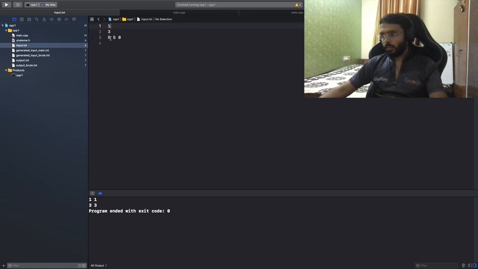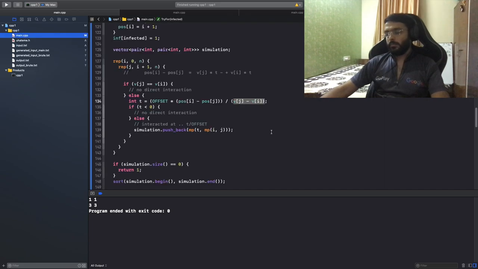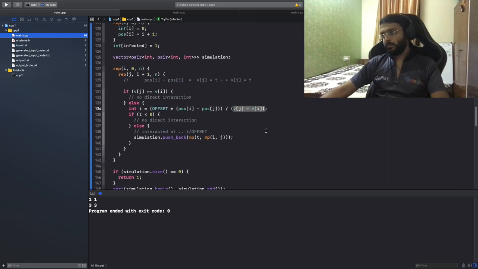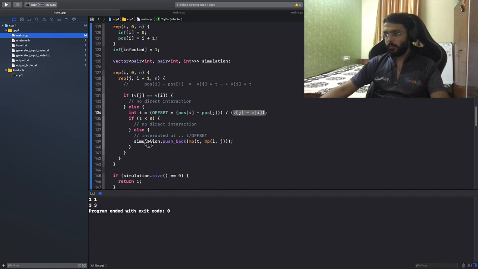Okay, so they're saying like worst case everyone gets infected, best case no one gets infected. It seems a little weird to me because 5 and 5, like these won't interact at all. So let us say this person was infected. The best case is not really 3 but 2. Okay, let's see what is happening.